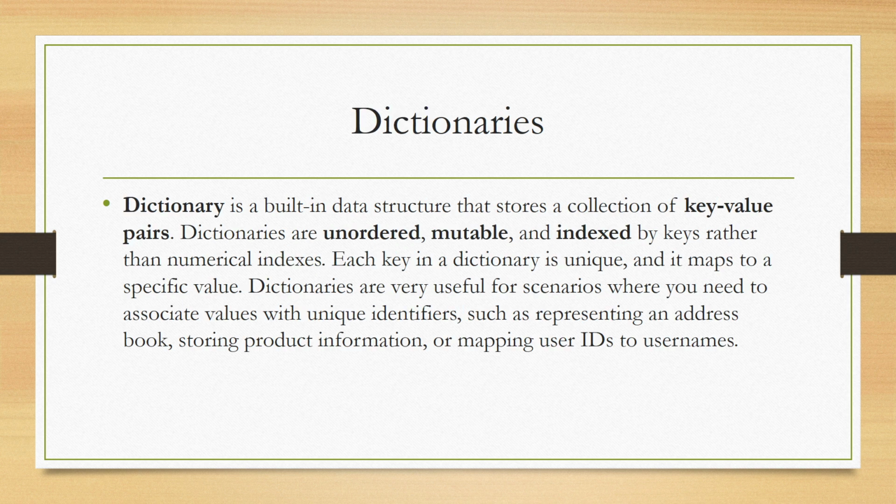And then dictionaries. These store data in key-value pairs. They are unordered, mutable, and indexed by keys rather than numerical values. I'm going to demonstrate what this means. Keys are unique, and therefore each unique key maps to a given value. They are very useful in scenarios where you need to associate values with unique identifiers, for example, the address of a book, storing products, and so on.